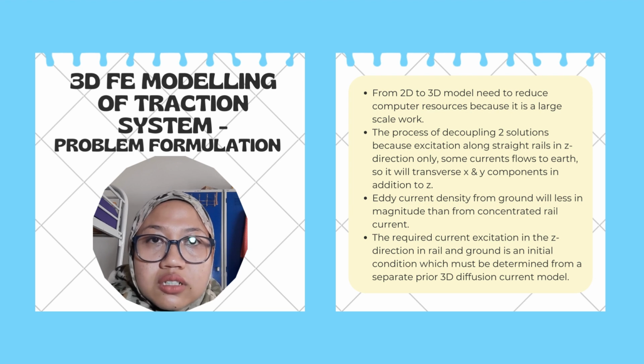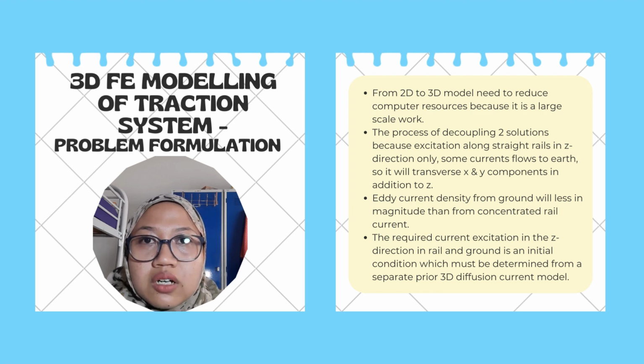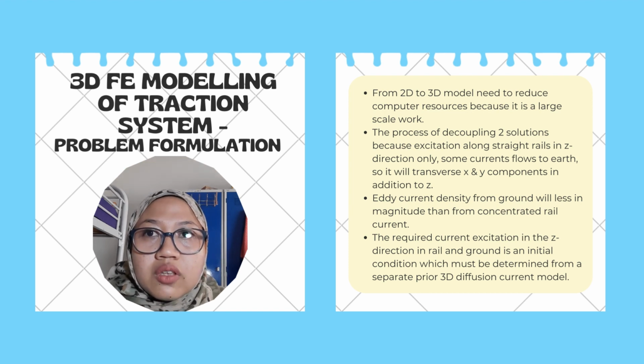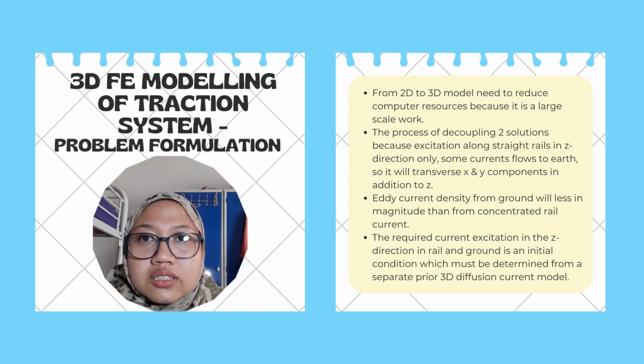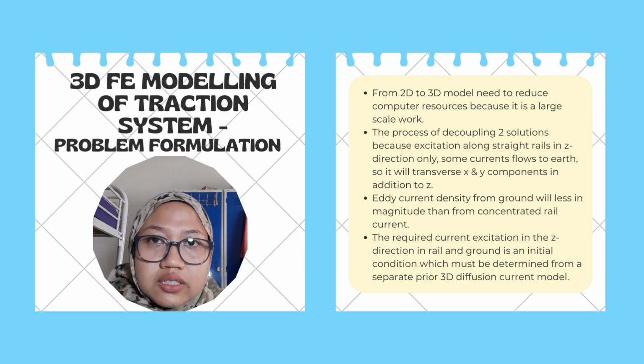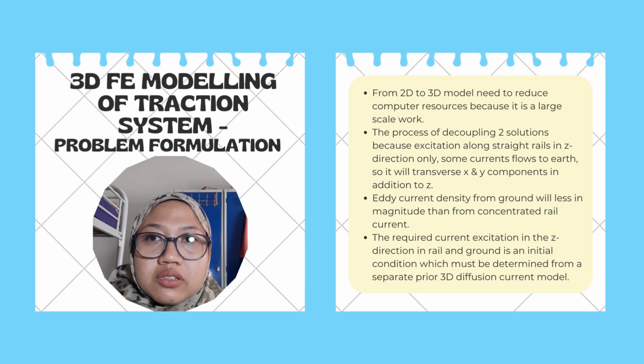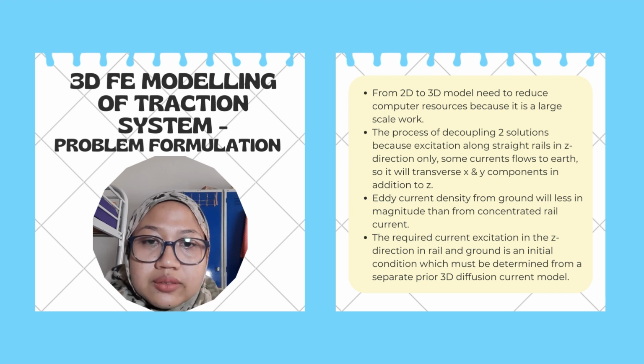excitation along straight rails is only in the Z direction. Some current flows to the earth, so it will traverse X and Y components in addition to Z. So the eddy current from the ground will be less in magnitude than from the concentrated rail current. The required current excitation in the Z direction in the rail and ground is an initial condition which must be determined from a separate 3D diffusion current model.